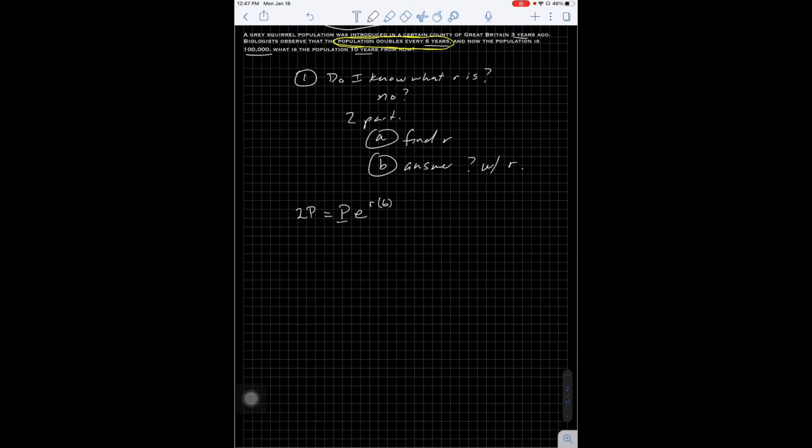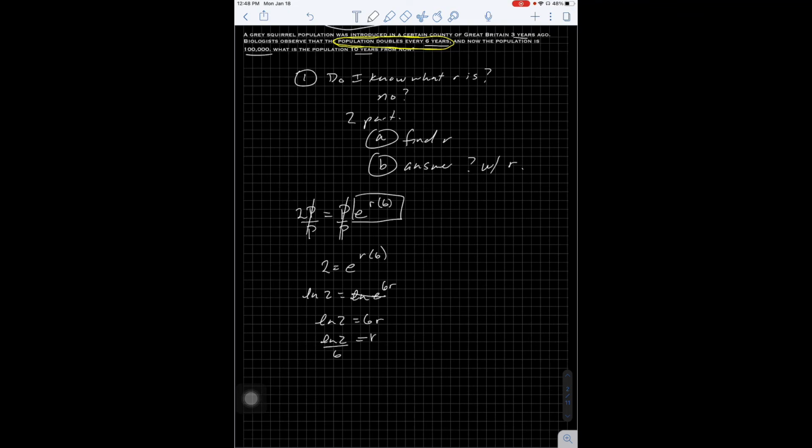Well, how does this help me? Well, look at what I can do. As I'm isolating the exponential, I divide through by P first, and it cancels from both sides. So the fact that I don't know my initial population doesn't matter, which is kind of cool and really helpful. And now I can solve this for R. So I'm going to do the natural log of each side. E and natural log cancel. And my R value is going to be the natural log of 2 over 6.